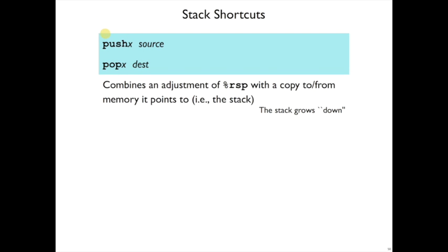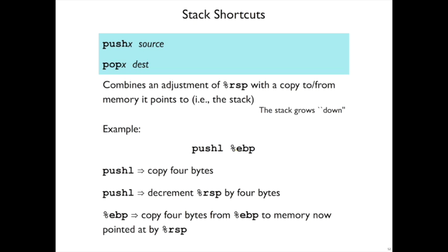Here's another example, a couple of examples, push and pop. These are data movement, but also adjusting the values of registers. So it's combining an adjustment of RSP with a kind of move. It's doing 2 moves effectively. So pushl means take the value in EBP, and the L part means that we're copying 4 bytes.